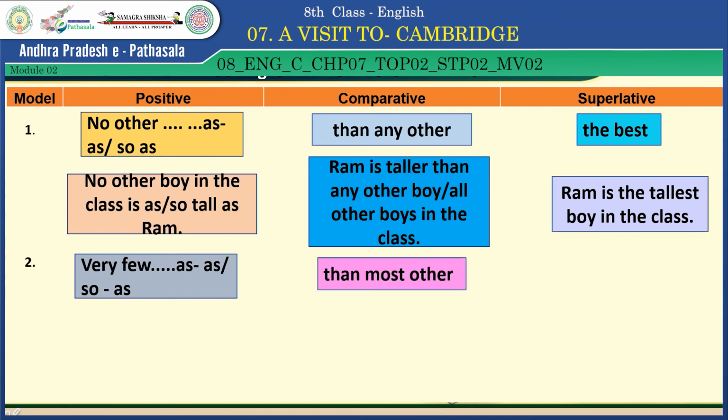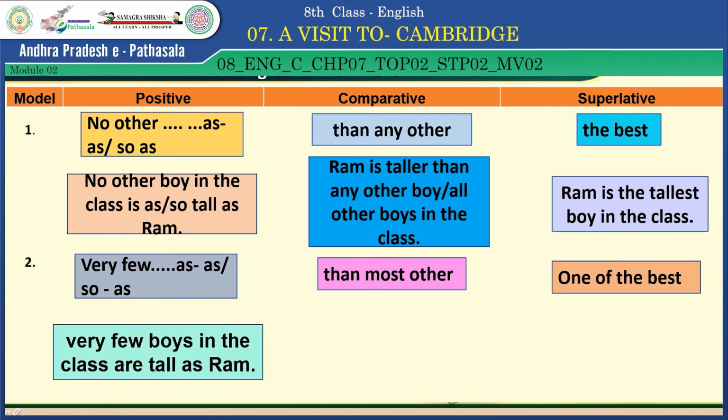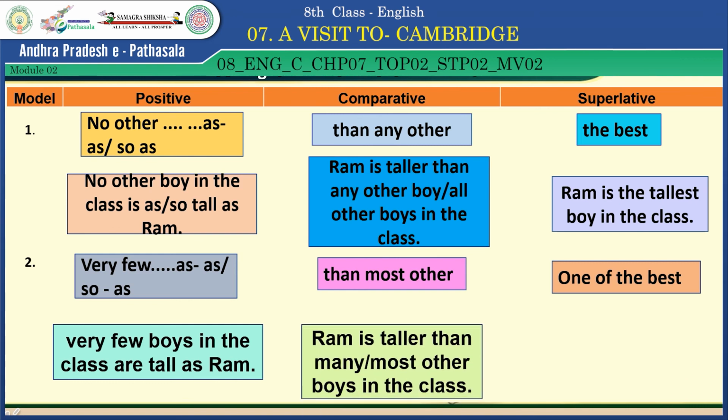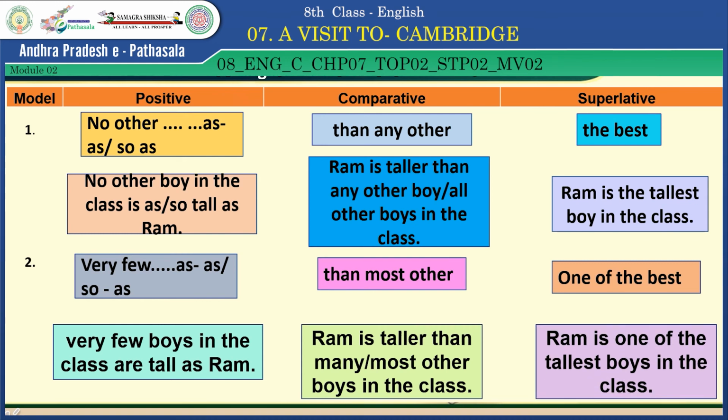Second one, let's observe. Very few, the sentence begins with very few, as or so as, than most other in comparative, and one of the best in the superlative form. Very few boys in the class are as tall as Ram. Ram is taller than many or most other boys in the class. Ram is one of the tallest boys in the class.